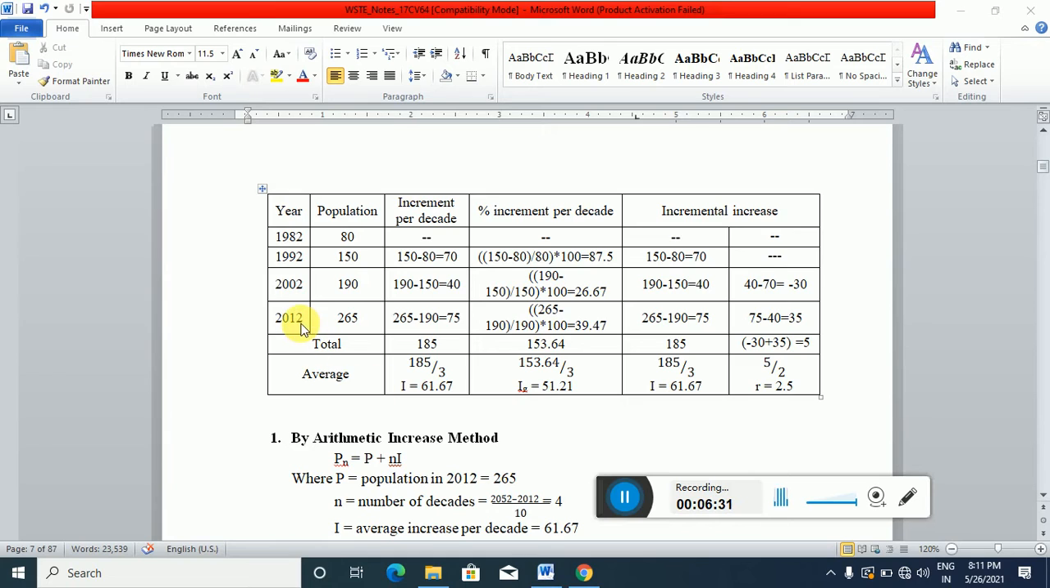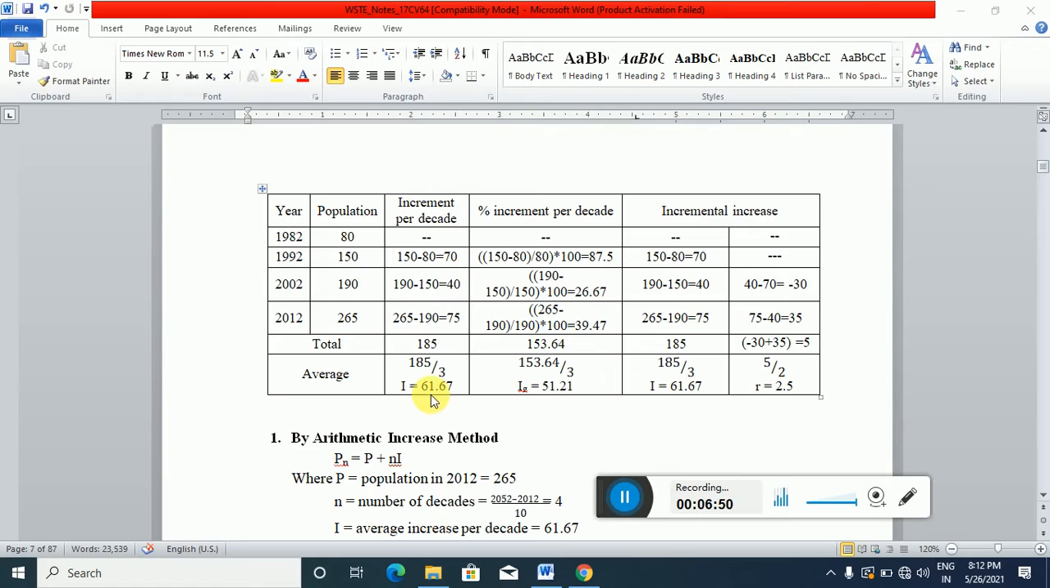So the 4th decade will be 2052. That means you have to keep on adding 40 years to this 2012. So after 4 decades, what is the population we have to estimate? For that we have to create different columns here, for 3 different methods.